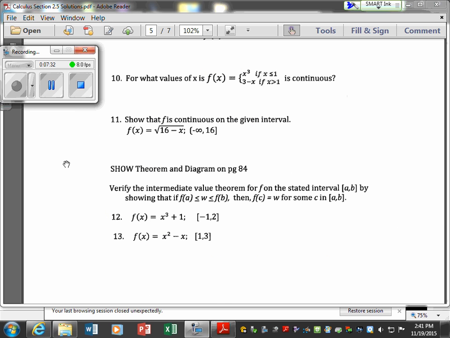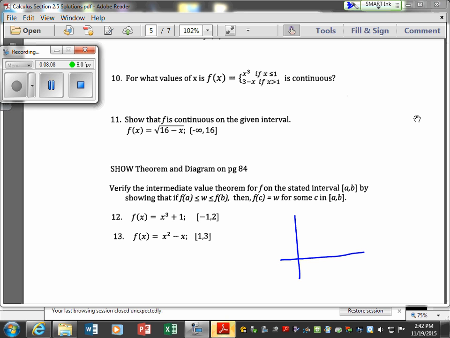The last thing we're going to talk about is the intermediate value theorem, and I really suggest you look at the diagram on page 84. It gives you a visual and a picture for this. Basically it's showing that if you have some value of function f of a and f of b, then there's some w in between, such that this relationship exists: f evaluated at c is equal to w for some c in a and b. Now that seems quite confusing, and I don't have the image from the textbook like I did in the other videos, so we're just going to work with it.